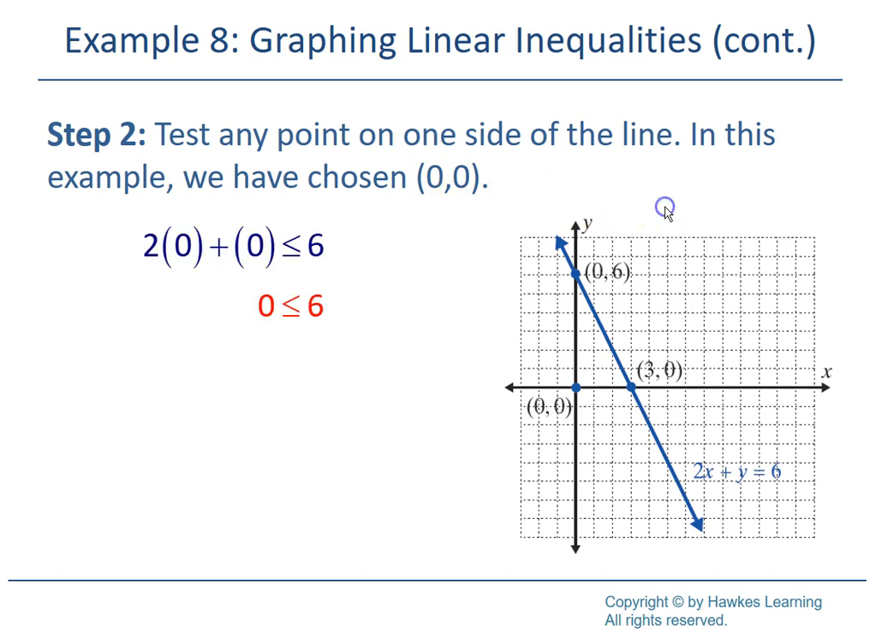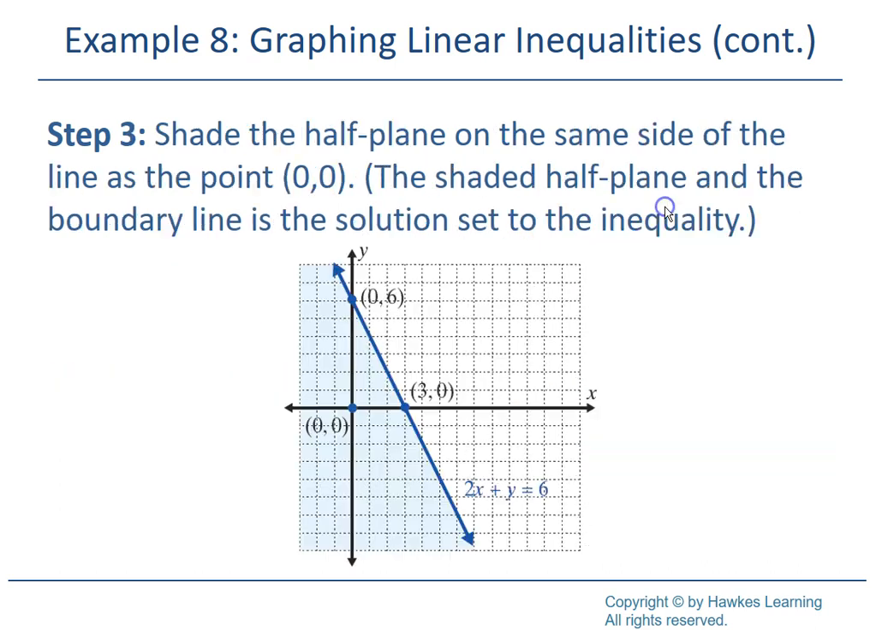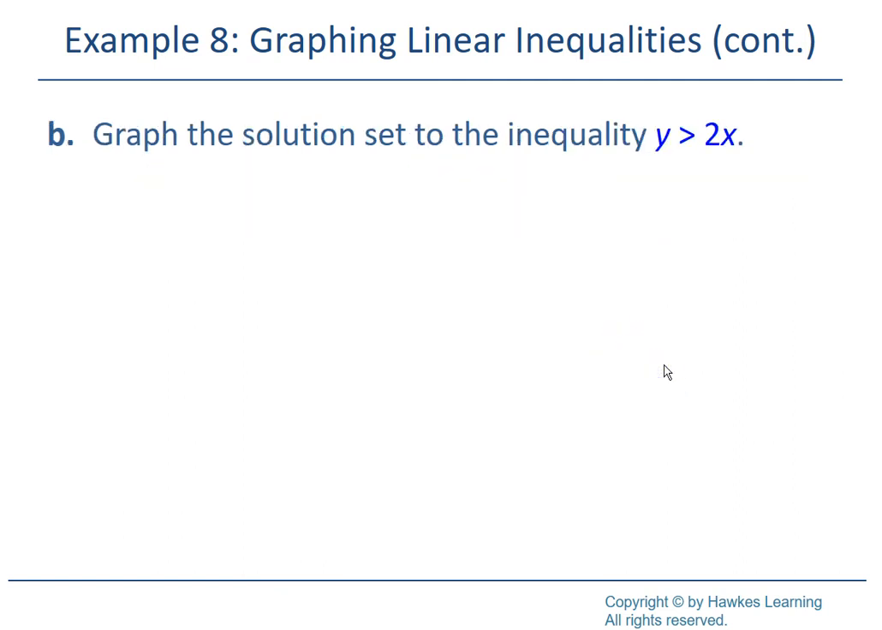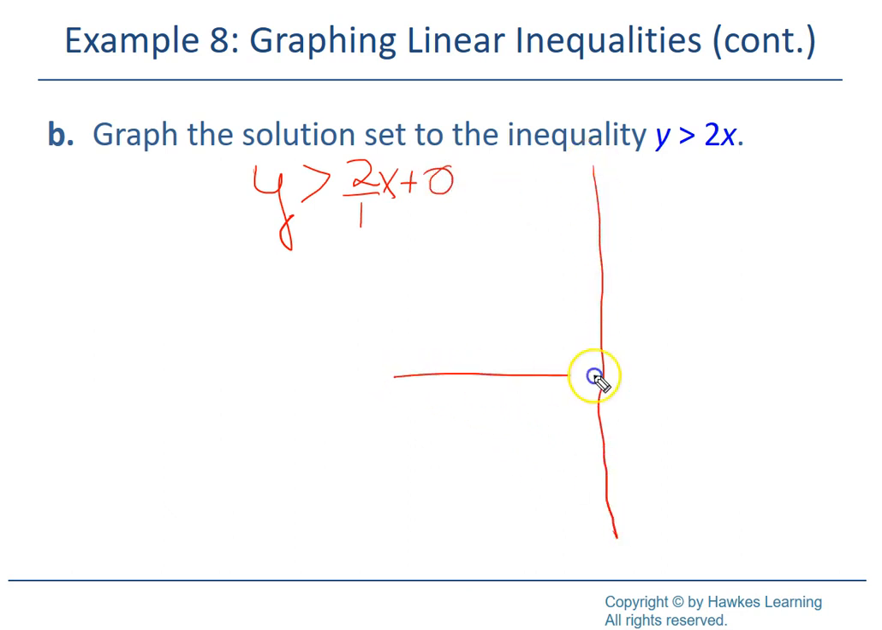And they're using (0, 0), and it's a true statement, so they're shading this portion. Okay, let's graph this now, and you'll be putting this in your notes as well. So we have y is greater than 2x. Now remember, our slope is 2 over 1, and we have our y-intercept, since there isn't any, is 0. So we're going to graph that.